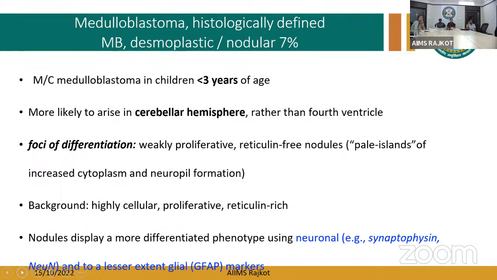Then the next morphological type is desmoplastic nodular, usually occurring in children less than 3 years of age. Mostly it is seen in the cerebellar hemisphere. There will be foci of differentiation, with pale islands of increased cytoplasm and neuropil formation. The background will be reticulin enriched, highly cellular and proliferative, and these will be positive for neuronal markers, specifically synaptophysin and NeuN, and to some extent GFAP as well.